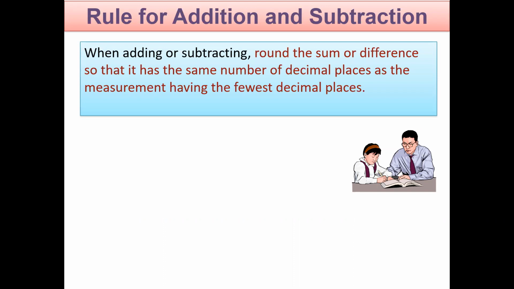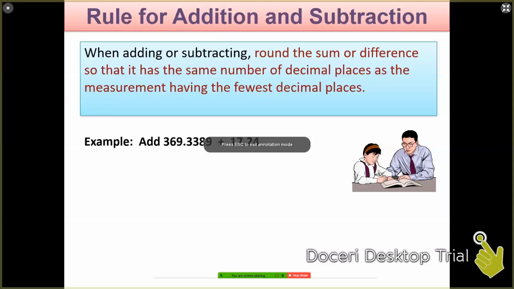I did not make those rules. I just got to teach them. In the long run, we do much more multiplying and dividing. So when you're adding or subtracting, you're going to round the sum or the difference so that it has the same number of decimal places as the number that has the fewest decimal places.